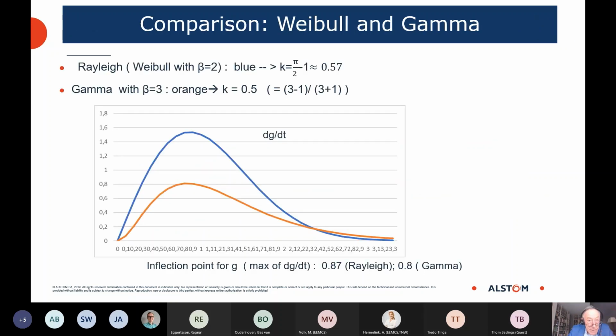And if we compare Weibull and gamma for approximately the same value of k, Weibull with beta equal 2, so k is 0.57, and gamma with its beta equal to 3, k equals 0.5. So we have the two curves. The orange one is gamma, and the blue one is Weibull. The two dg over dt curves have the same shape, but the peak of the Rayleigh Weibull is higher. And then we can calculate even the maximum. So it's 0.87 in one case, 0.8 in the other.